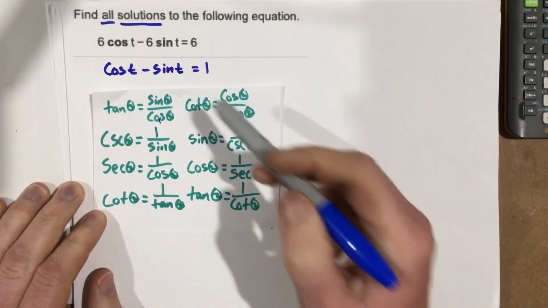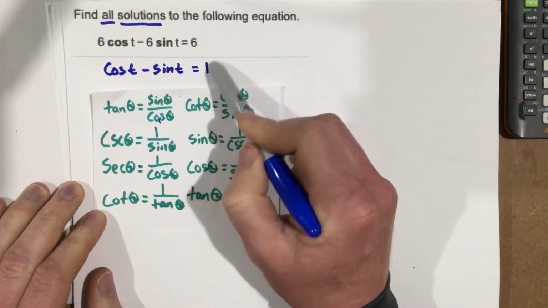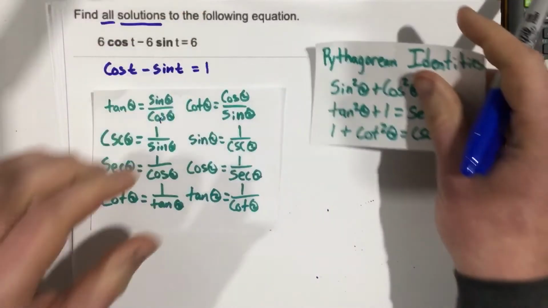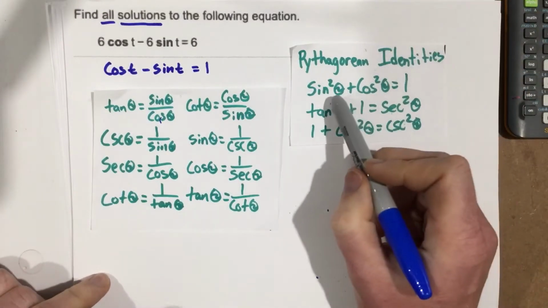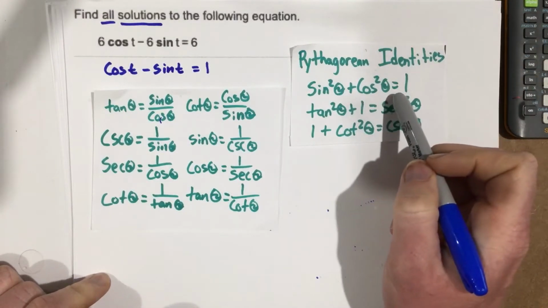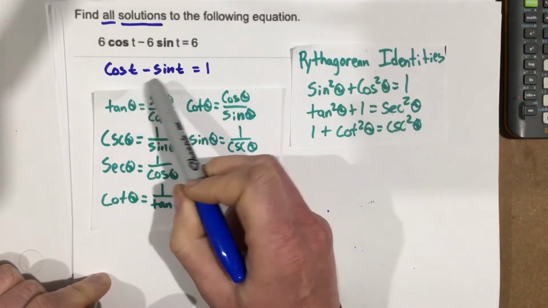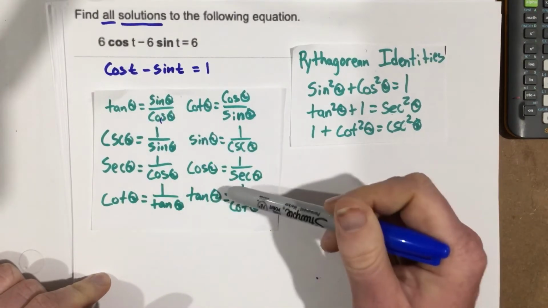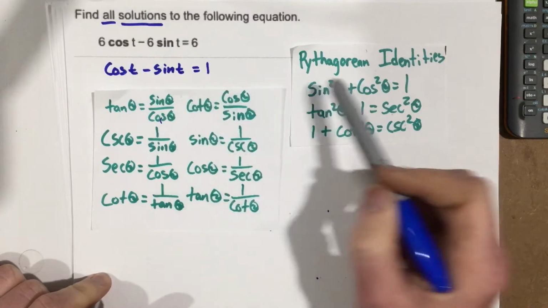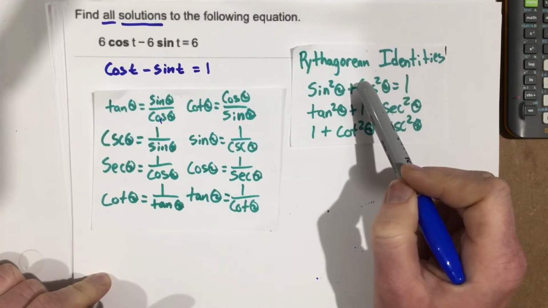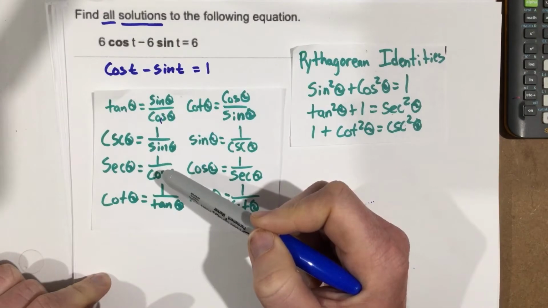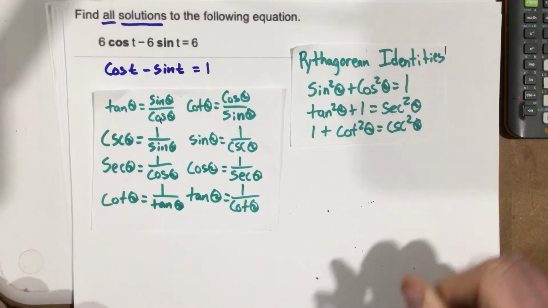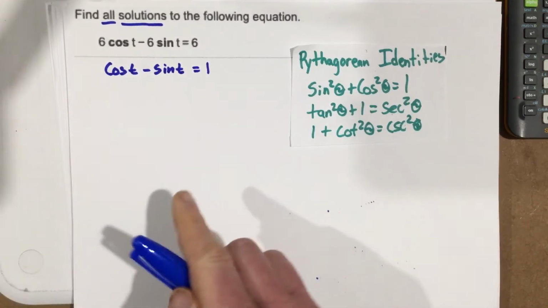The one thing that you want to do is realize that this is fairly close to one of the Pythagorean identities. It's pretty close to sine squared plus cosine squared equals 1. That's what I noticed, especially when I tried to convert sine to cosine and cosine to sine and wasn't having any luck. I started thinking, well, that's pretty close to this identity. What if I just squared each side? Because we've done that before with polynomials. So that's what I'm going to do here, square each side and just see where it takes me.